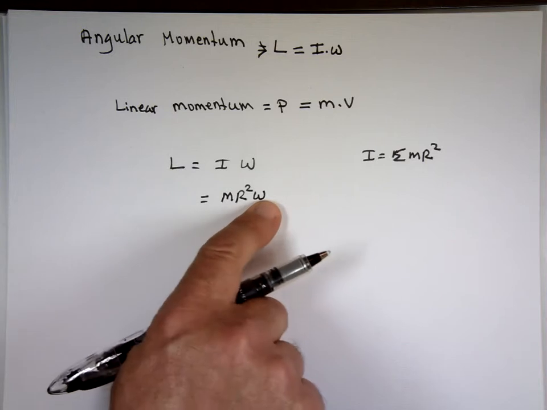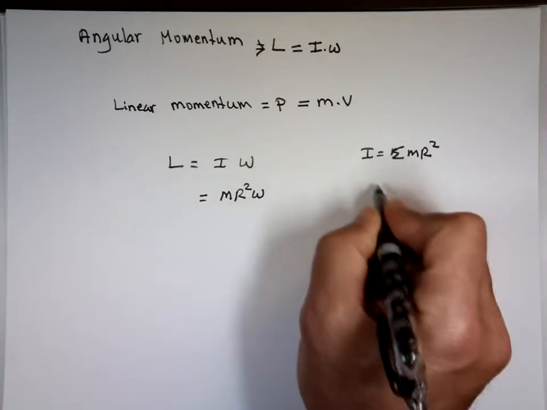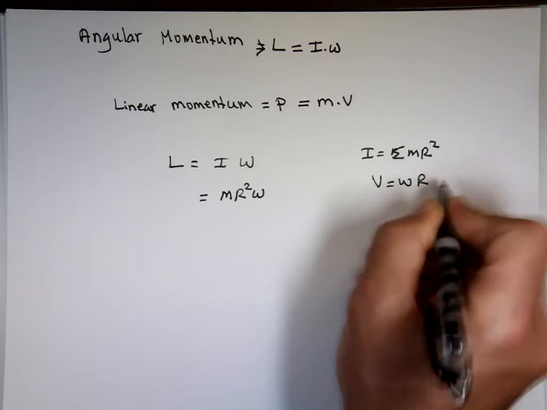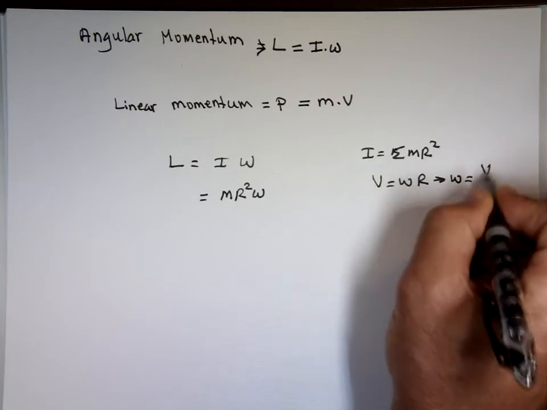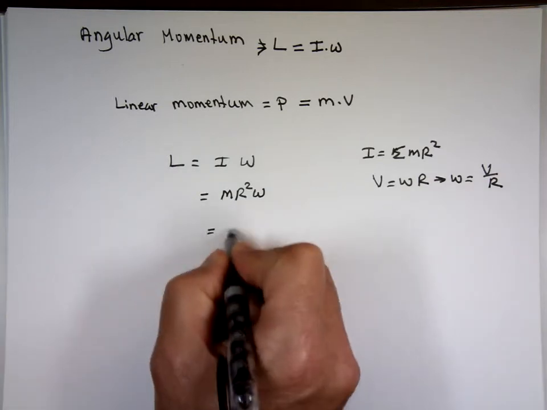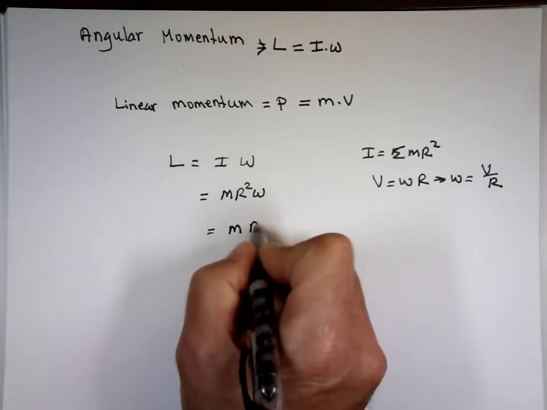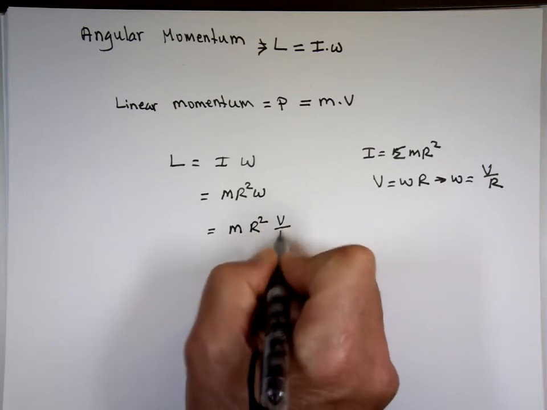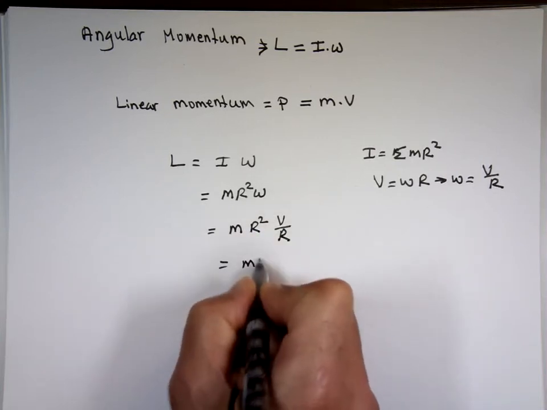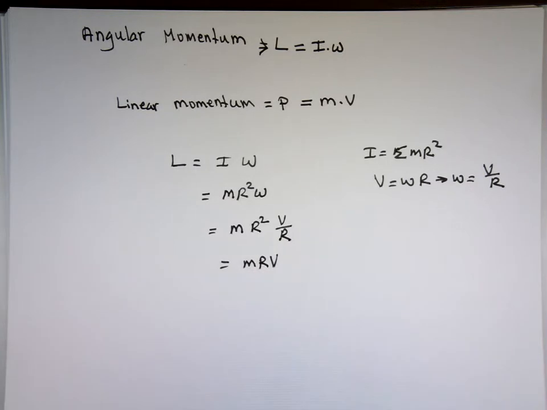So if I replace the inertia with that, and replace W with V over R, remember V equals W times R, which means W equals V over R. It's going to be mass times R squared times V over R, which ends up being m R times V. MRV.